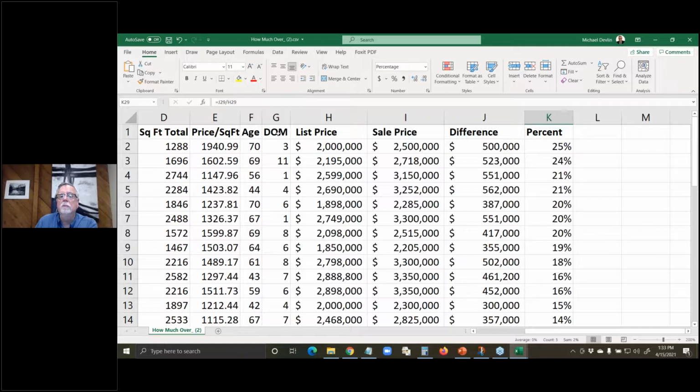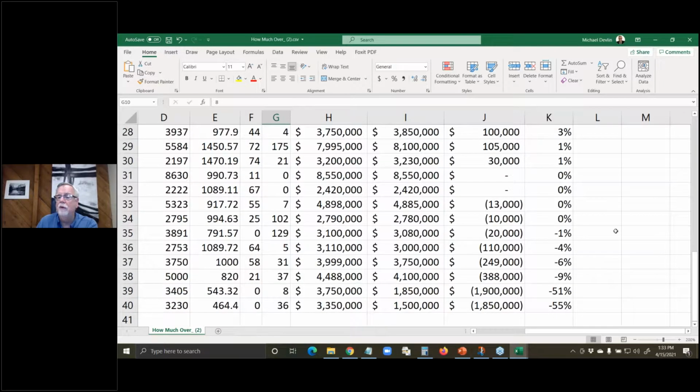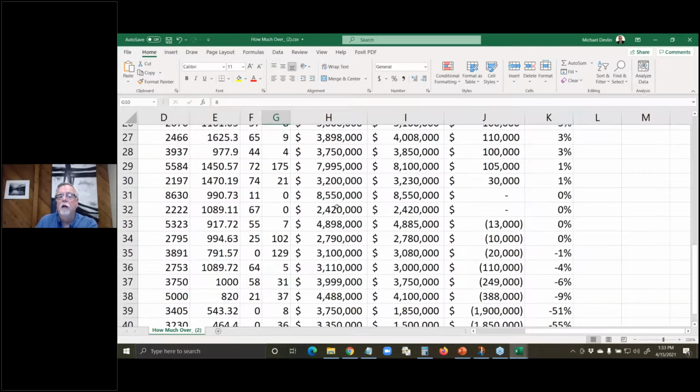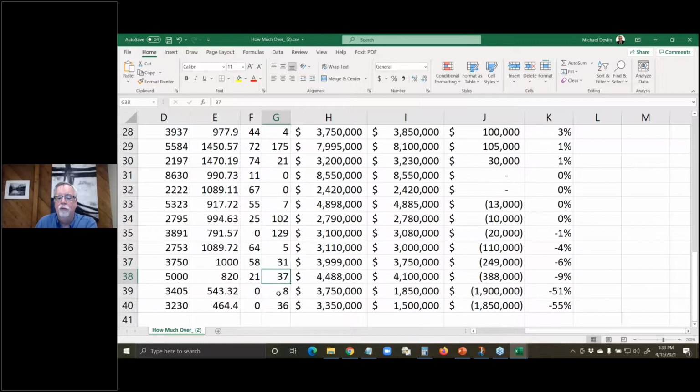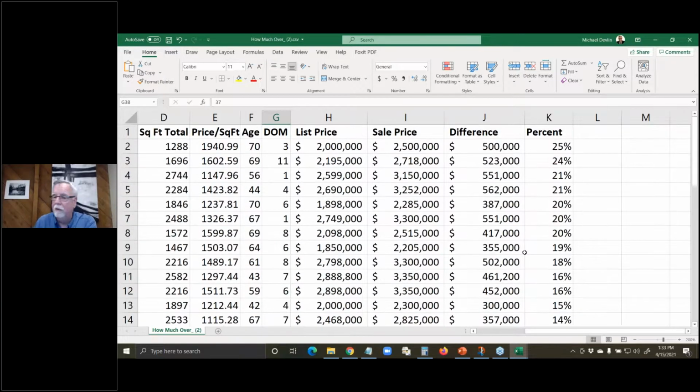Now, look at days on market. 3 days, 11, that's a lot, but 1 day, 4 days, 6 days, 1 day, 8 days. You notice that if we go down here, look at the ones where they got 175 days on the market, 21 days on the market, 102. When it says 0 days on market, it means the agent put it in as a comp. And by the way, I oftentimes delete those. 102 days on the market, 129, 31, 30. Does everybody see where I'm going with this?